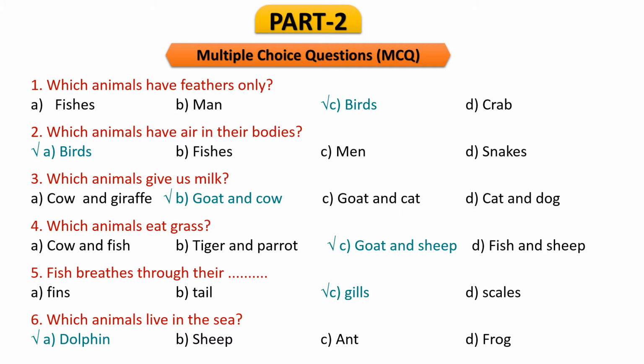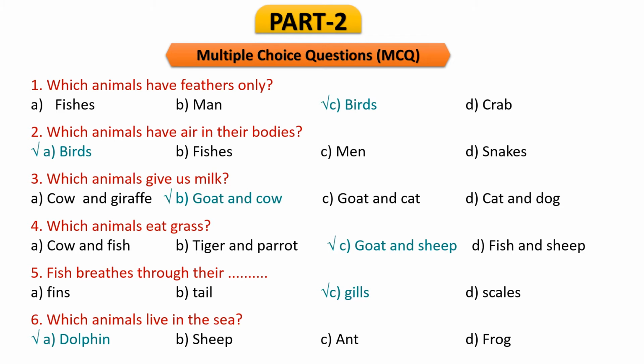Question number 4, which animals get grass? There are 4 options. Option A, cow and fish. Option B, tiger and parrot. Option C, goat and sheep. Option D, fish and sheep.